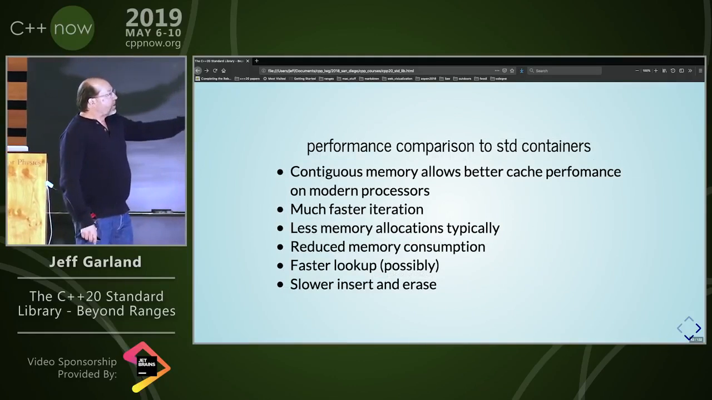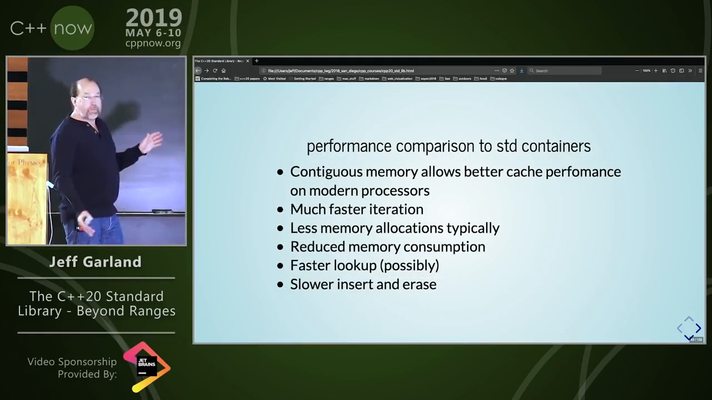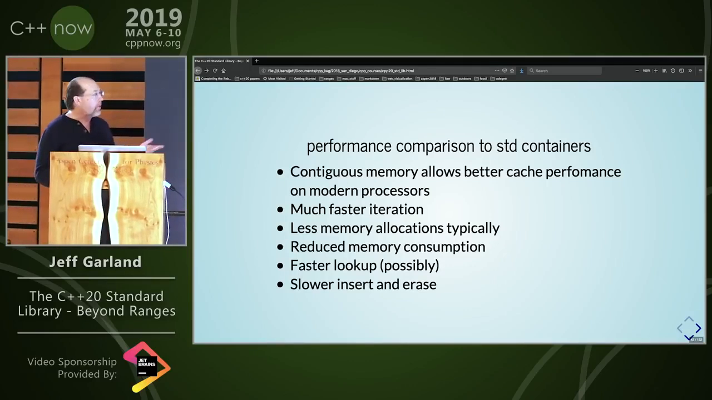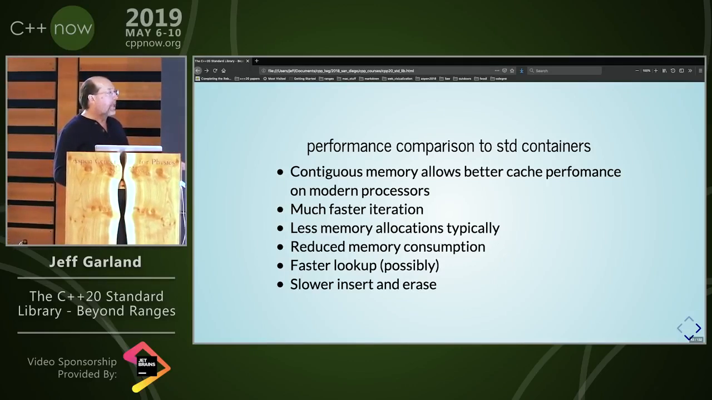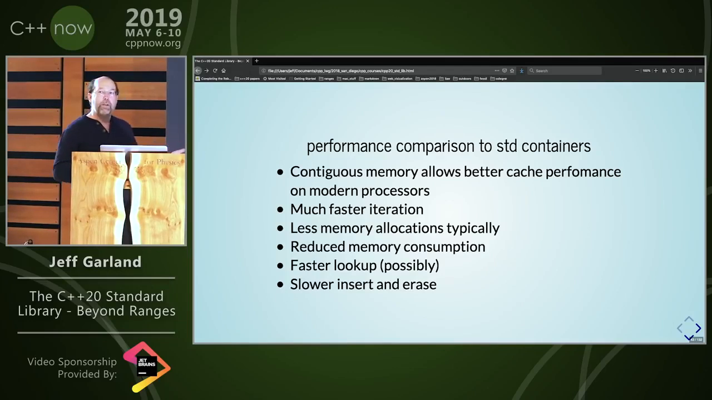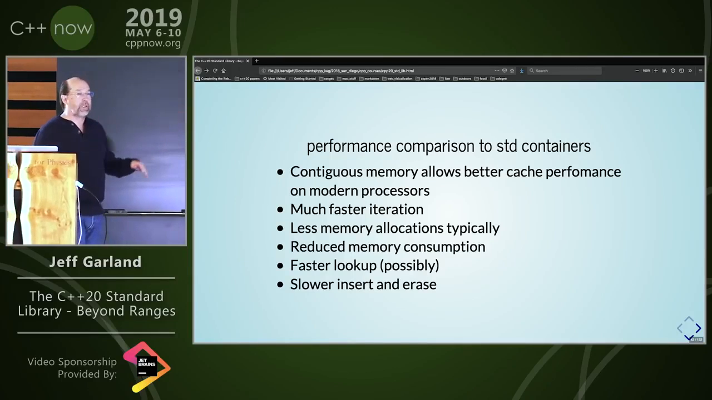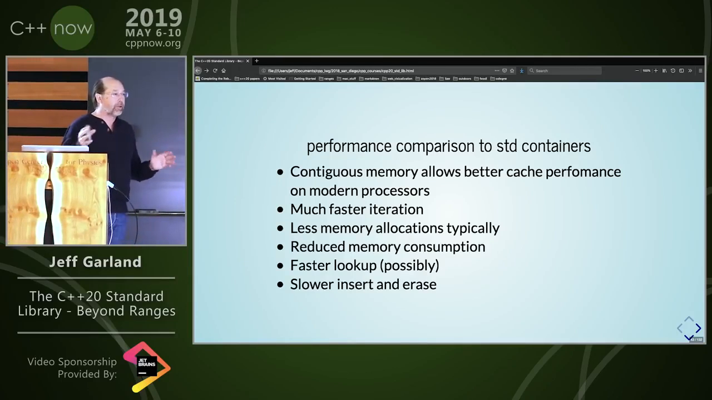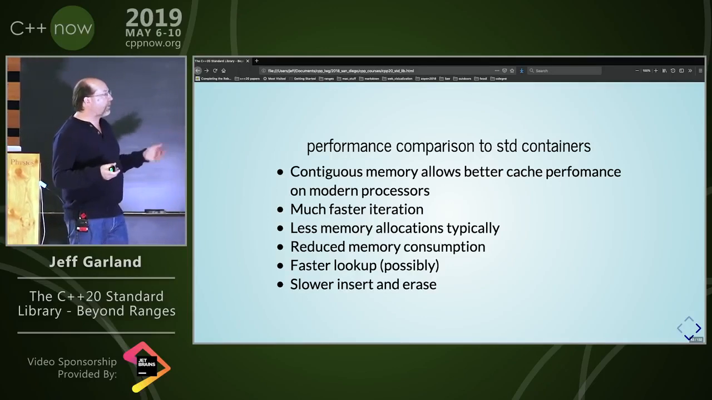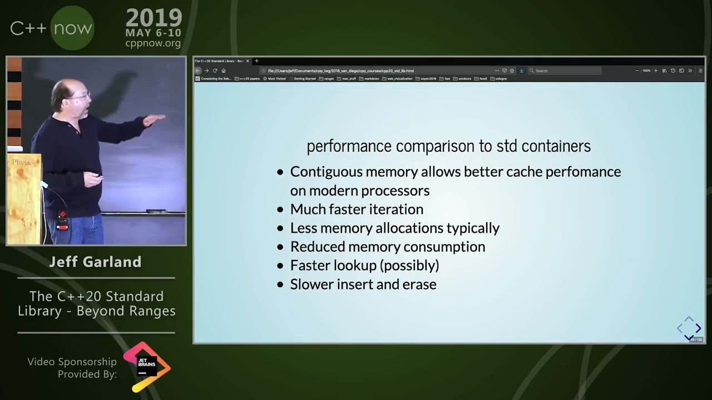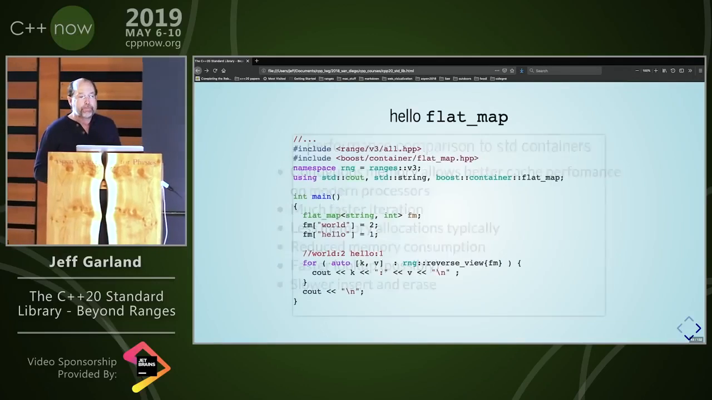So the performance comparison: these are going to use contiguous memory as their underlying storage. So in general, you're going to get a lot better cache performance on modern processors. We saw the iteration was faster. You're typically going to have a lot fewer memory allocations, and used in certain ways, you'll have none. And in addition to that, you're going to get reduced memory consumption because you don't have the overhead of red-black trees, a node-based container, which takes pointer space for every element that you put in. Faster lookup? Maybe. Definitely slower insert and erase.